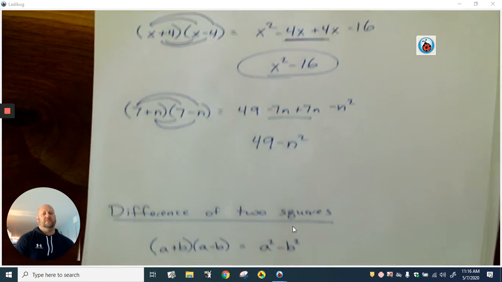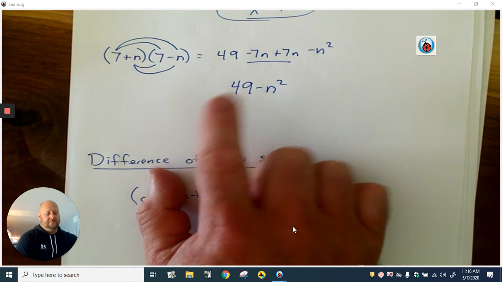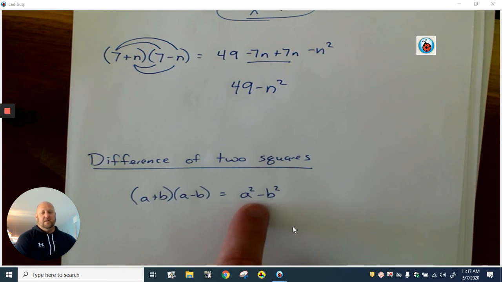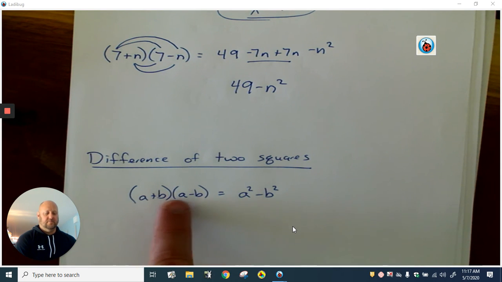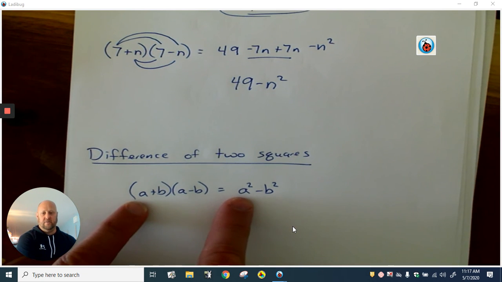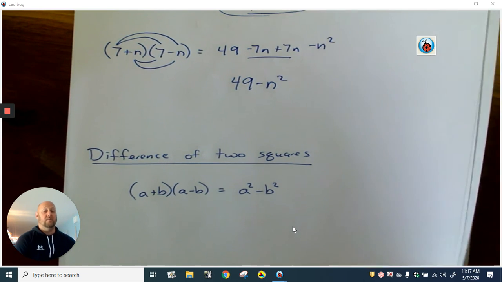This is what we call a difference of two squares. And we call it that because difference is minus. 49 is a perfect square, and n squared is a perfect square. So we name it actually after this part right here, a squared minus b squared. But what this is, if you ever see an a plus b and a minus b, so the first terms are exactly the same, the second term is the same value, but one's positive, one's negative, it will always FOIL into just that first term squared minus the second term squared. And that's all it will be.